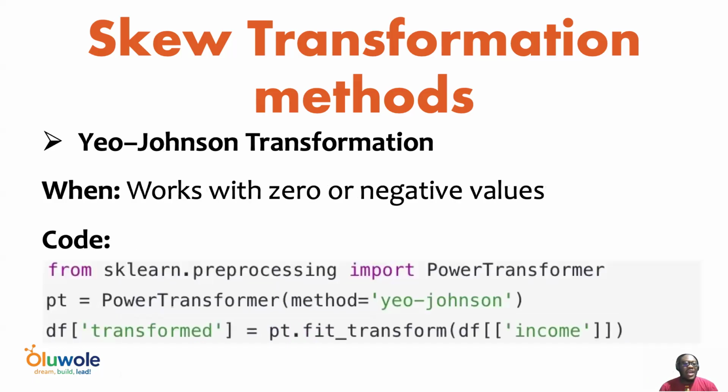All right, then you have the Yeo-Johnson transformation. I was expecting somebody to have put it, but I love you guys, you were so patient with me when I talked about what works on positive values. Who can tell me what works on the positive? You can see that the Yeo-Johnson transformation works on zero or negative values. Who remembers what kind of transformation method works on positive values?